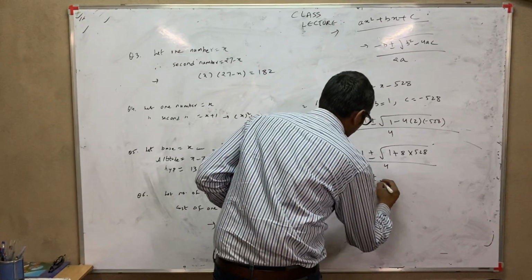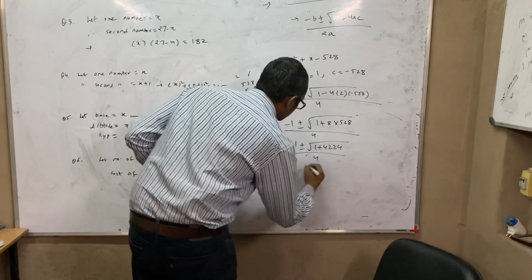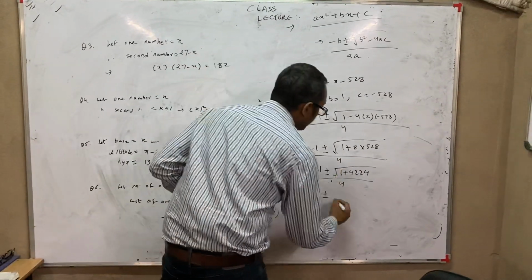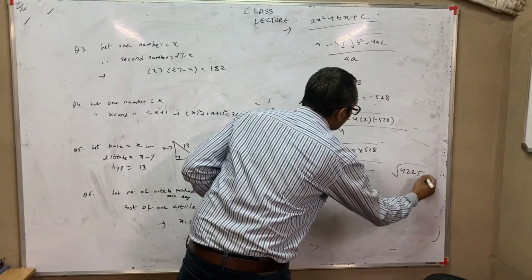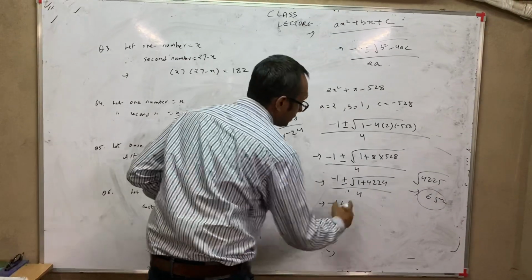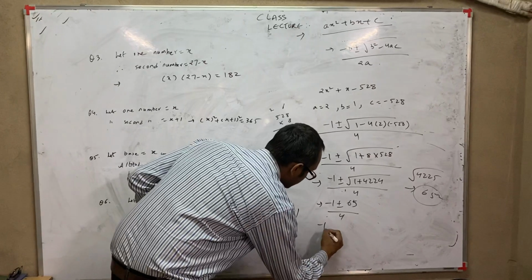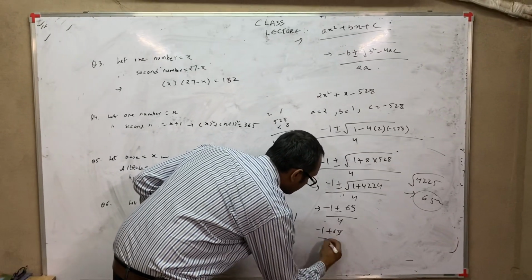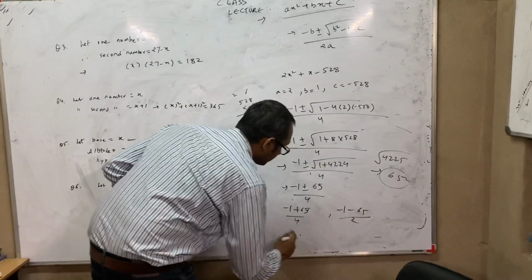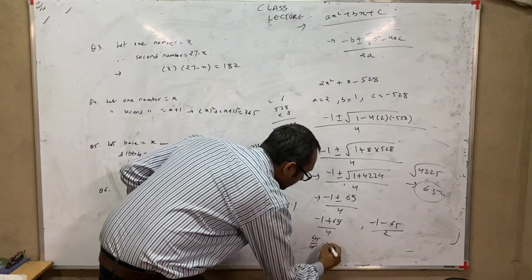So minus 1 plus minus root of 1 plus 4224, upon 4. Now 1 plus 4224 is 4225, and if you know 65 square is 4225, so here I can write 65. Now minus 1 plus 65 by 4 and minus 1 minus 65 by 4. Minus 1 plus 65 is 64, 64 by 4, so you get 16.